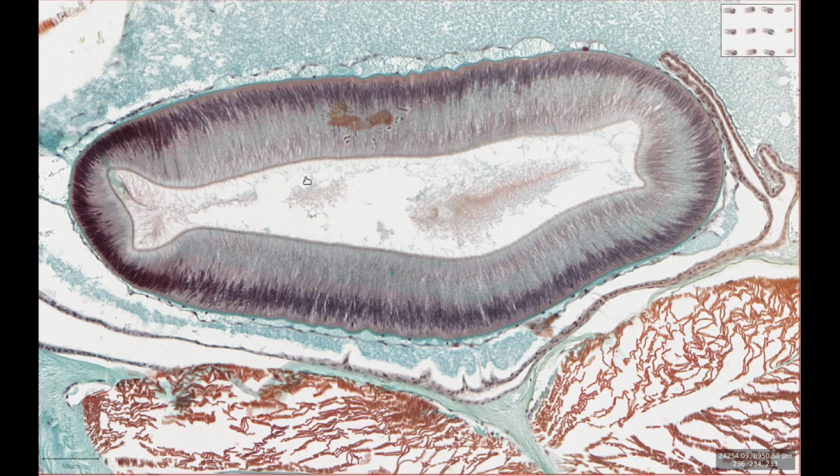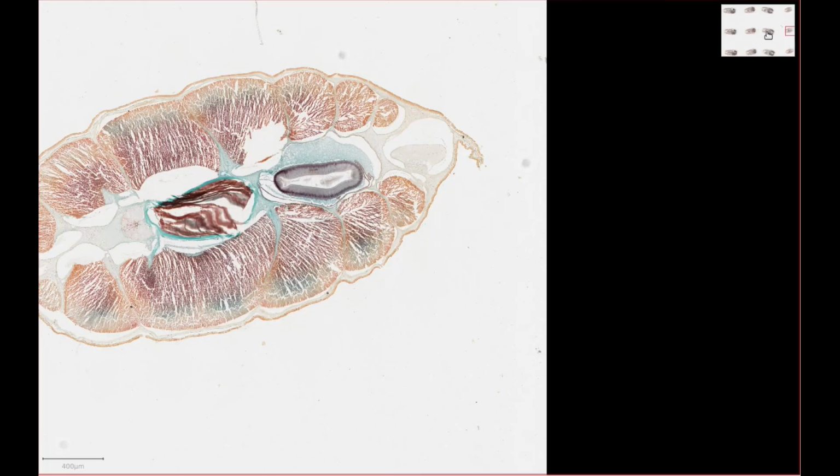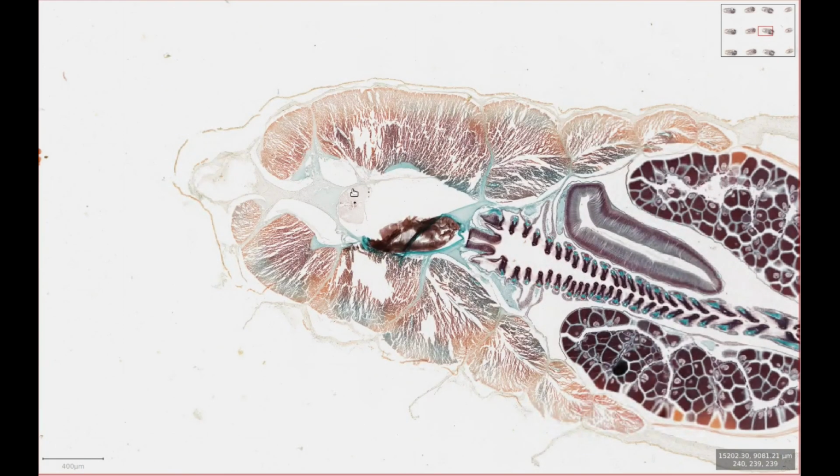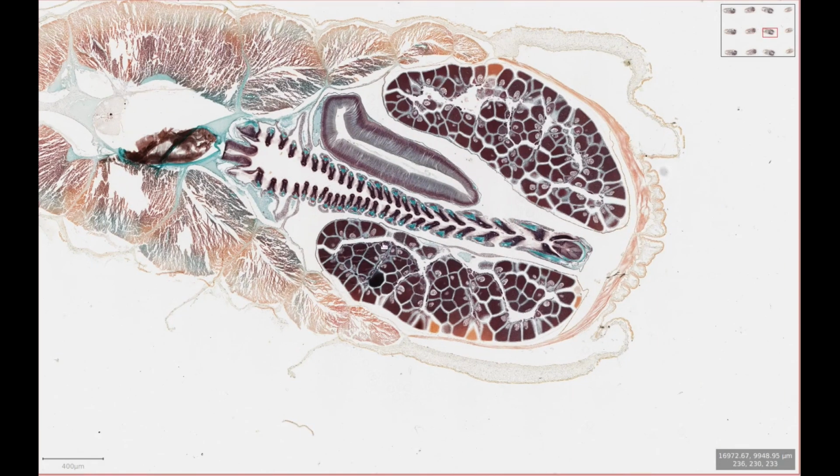So next time we'll be exploring the nervous system, so the dorsal nerve cord. We'll have a little look at the notochord, so the structure underneath it, and then finally the rather impressive looking reproductive system that we've got on this slide.